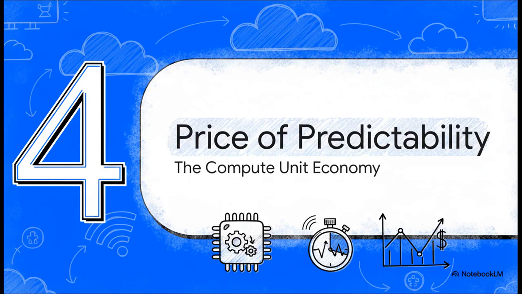So how does Google solve this mess for people who need something more reliable? Well, they sell predictability. To understand how, we need to peek inside their paid plans and what they call the compute unit economy.